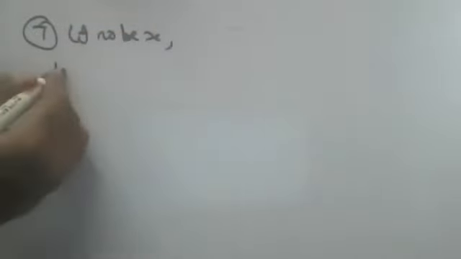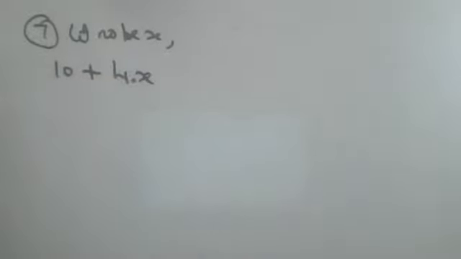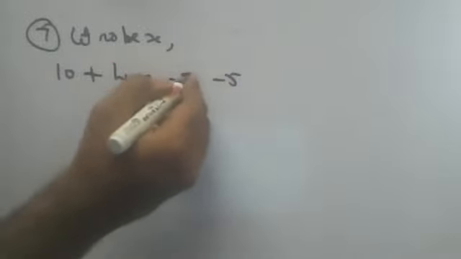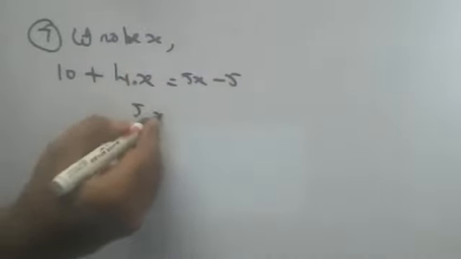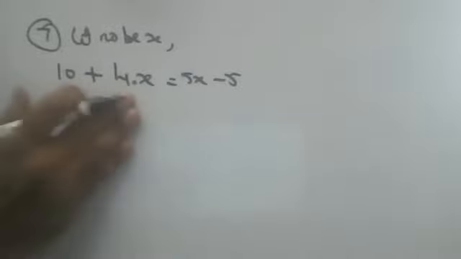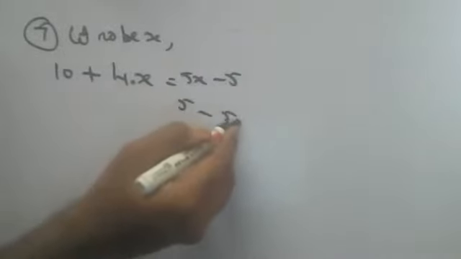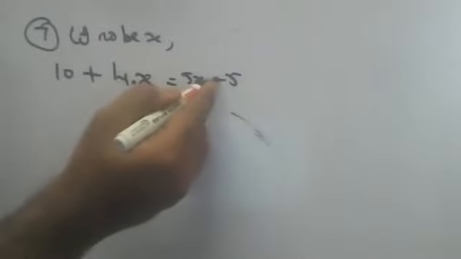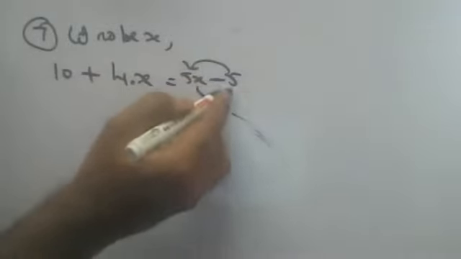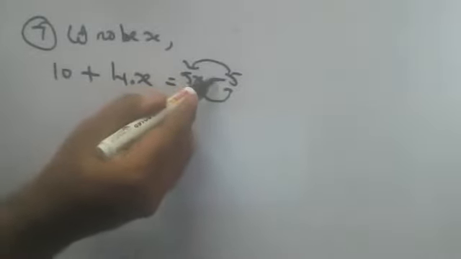If 10 is added to 4 times a certain number, children, let the number be x. Times means into, children. Don't think 4.x. Times means 4 into x. If 10 is added to 4 times a certain number, the result is 5 less than 5 times the number. Times means 5 into x. So 4 into x is 4x, like that, children. Don't write 5 less than 5 times the number like this, children. Here many people will do wrong. Be careful: 5 less than 5 times the number.